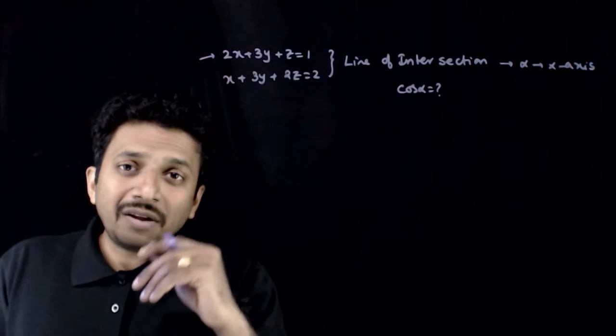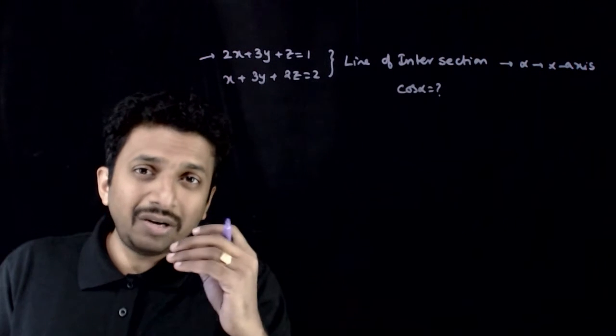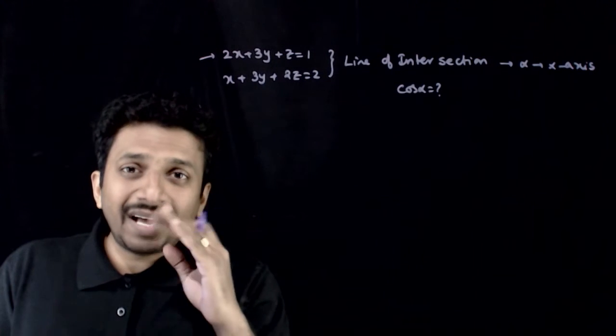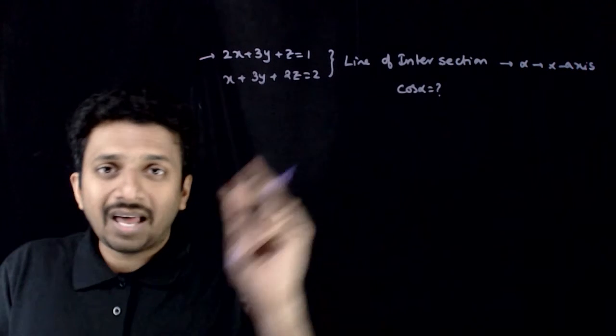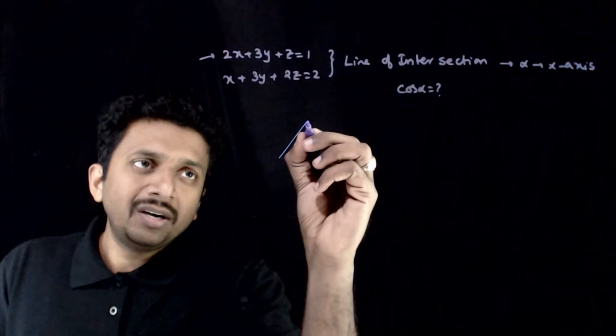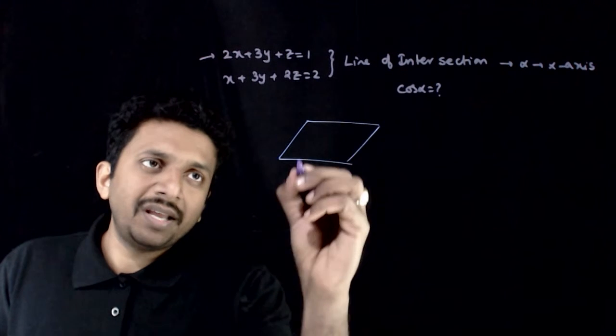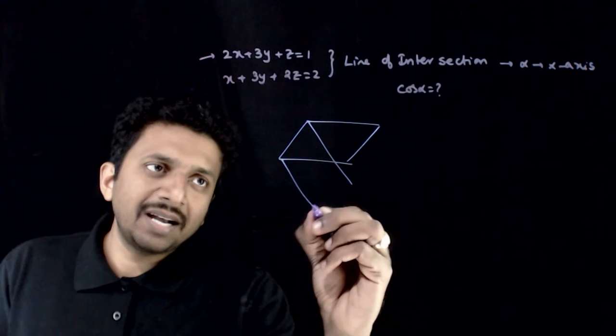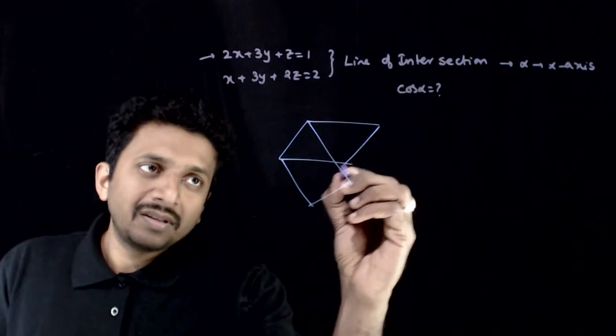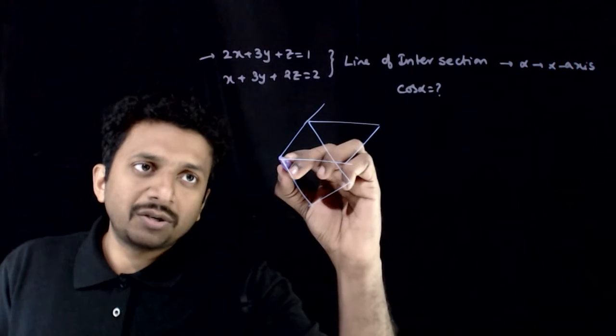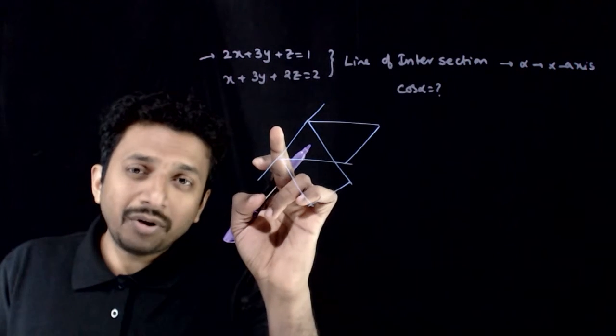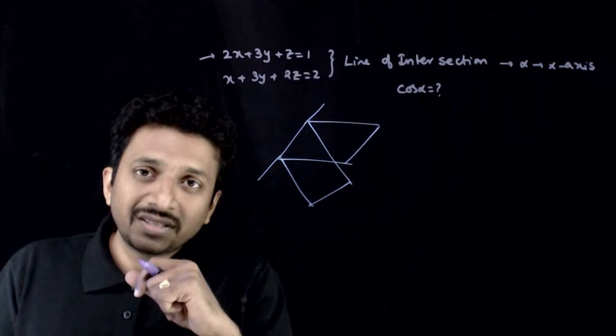So how do you find the line of intersection of these two planes? I don't need to exactly find the line, I just need the direction of that line because I just need alpha. So if this is the first plane and this is the second plane, this will be the line of intersection of these two planes. So how do you get the direction of the line of intersection?